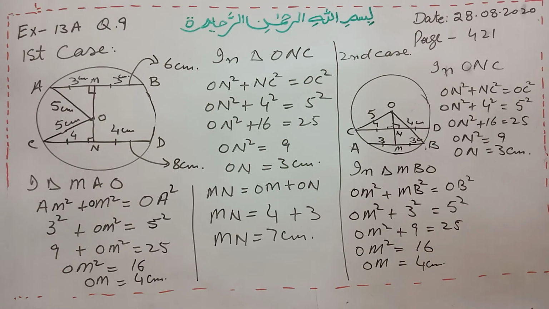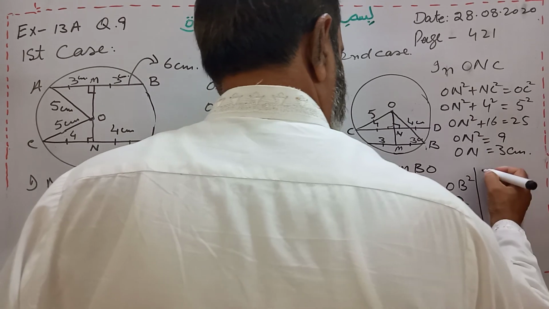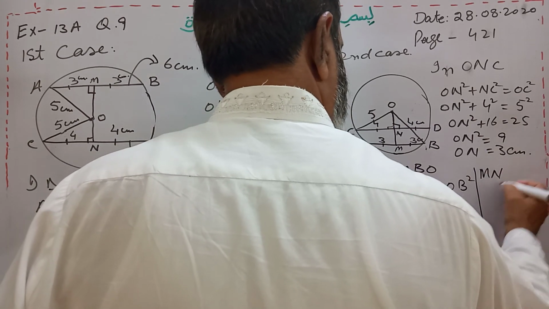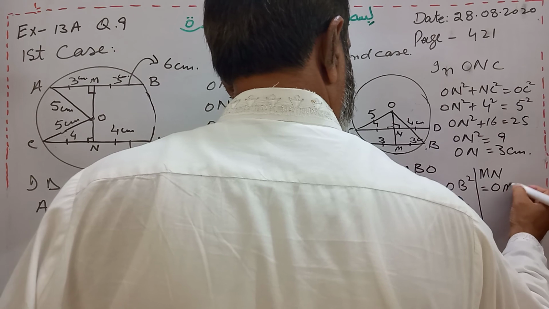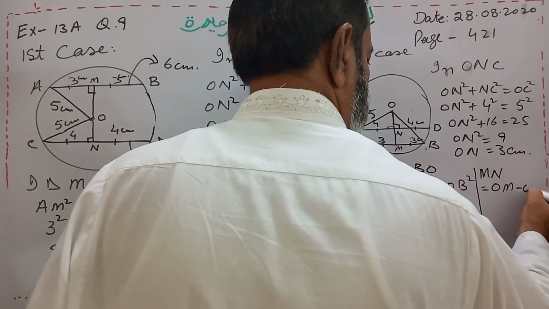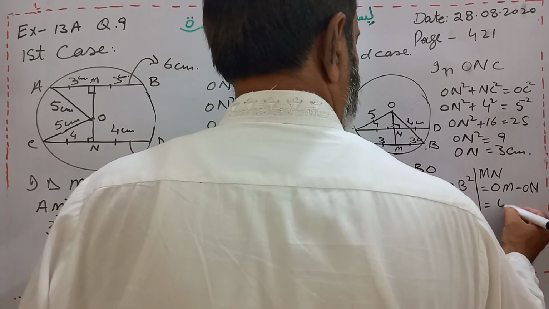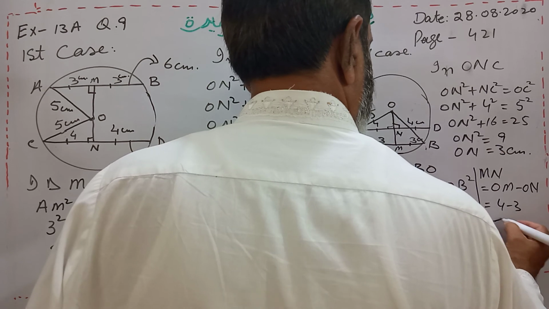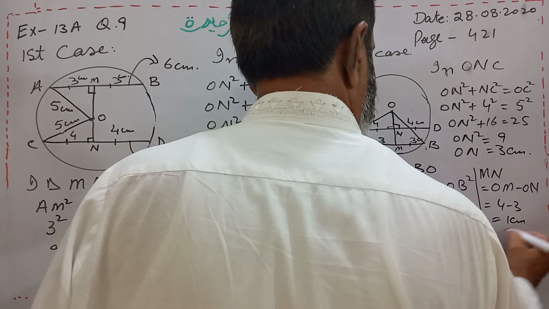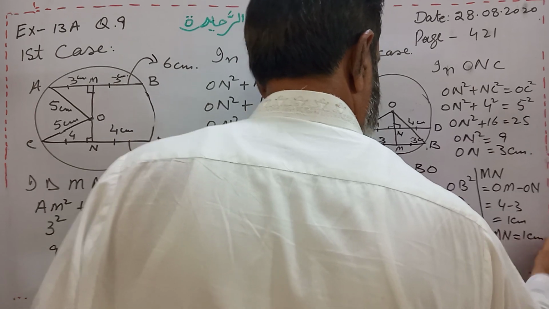Now the distance between the chords is MN. So MN is equal to OM minus ON. So 4 minus 3 is equal to 1 centimeter. MN is equal to 1 centimeter.